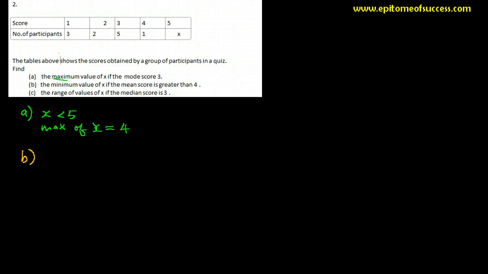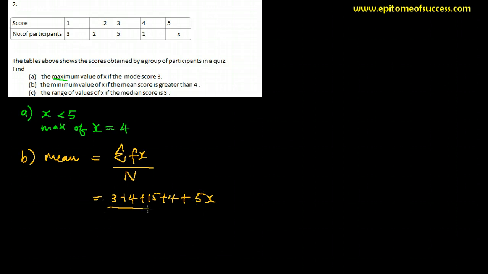How do you get mean? The formula for mean is you multiply and then you add all the data. The formula for mean is given to you, so don't worry, equals the sum of fx over the total number of data. Sum of fx means frequency times data. So let's write it here. It's 3 plus 4 plus 15 plus 4 plus 5 times x is 5x, divided by total data, so that is 3 plus 2 plus 5 plus 1 plus x, right? Okay, that's mean. And it says that the mean has to be greater than 4. So then you write this is greater than 4. So there's no more equal here. Right, so this is the inequality that you're going to form.